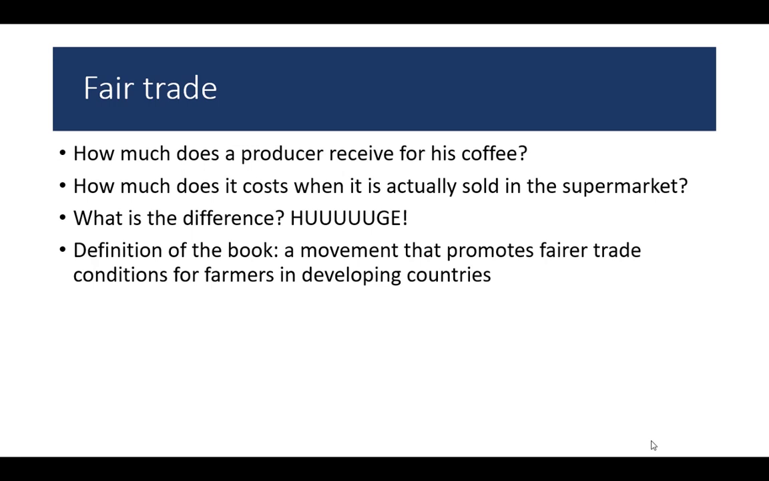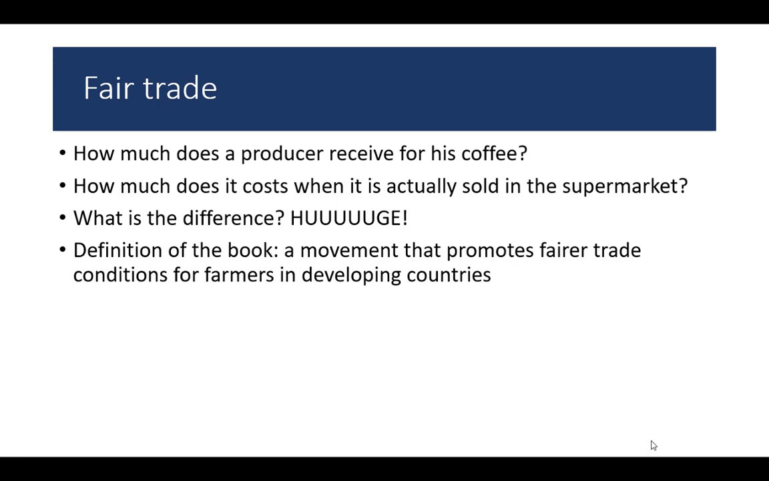So Western consumers are willing to pay a little bit more for their coffee if they are assured that the farmer gets a fair price, a fairer price for it. It's still a low price, but better than a normal price, and that it has been produced without child labor and also under ecological circumstances, some good circumstances.